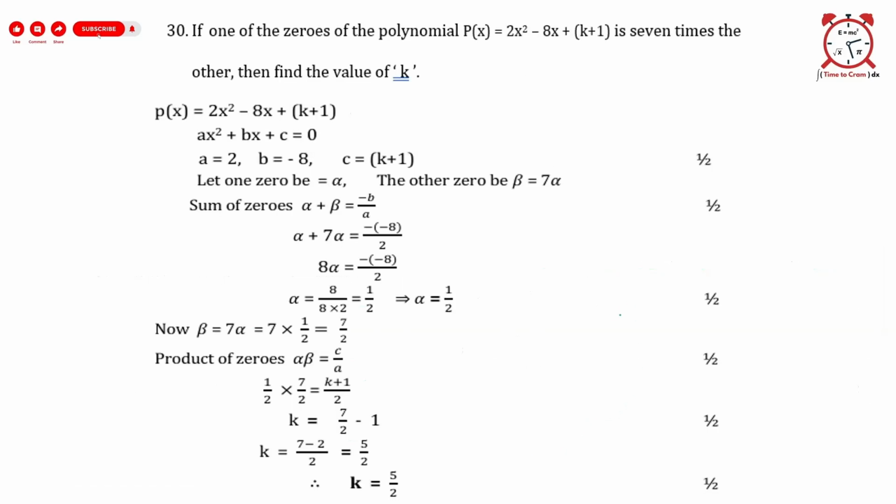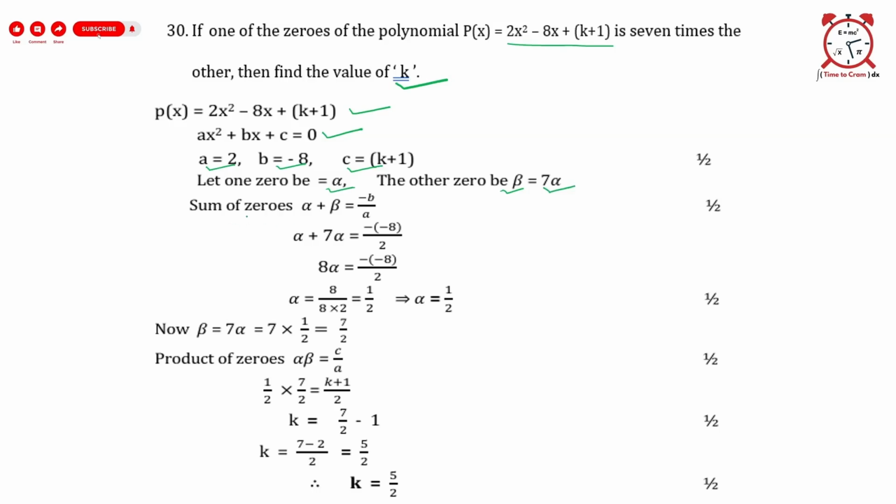Next question, question number 30. If one of the zeros of the polynomial p(x) equal to 2x square minus 8x plus k plus 1 is 7 times the other, then find the value of k. So the polynomial is given. Let us compare this polynomial with the standard form. Then a equal to 2, b equal to minus 8, and c equal to k plus 1. Let one zero be alpha and the other zero be beta. We have been given that the other zero is 7 times the first zero. So beta equal to 7 alpha here.